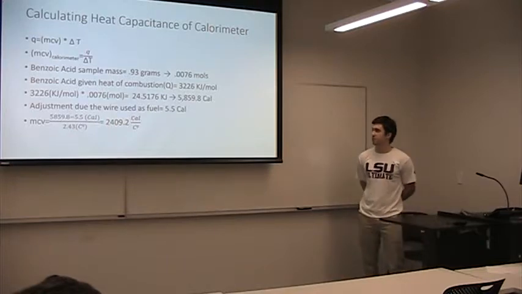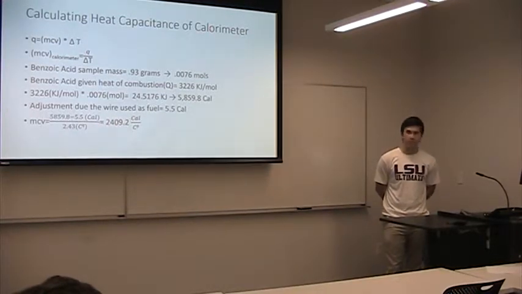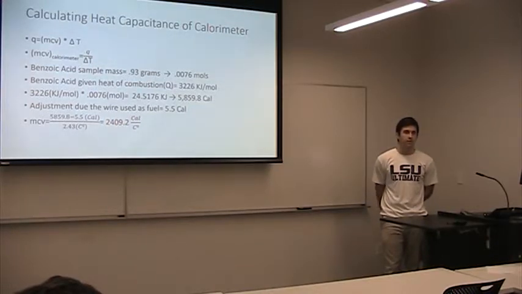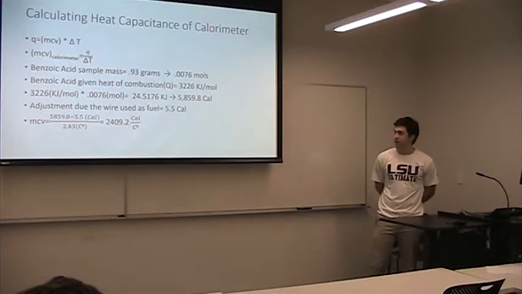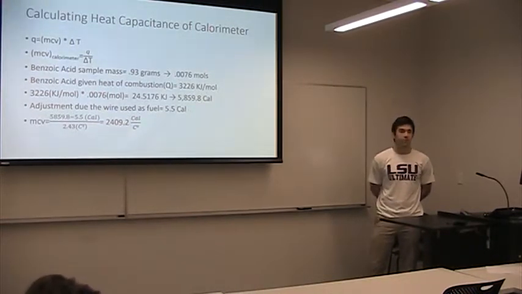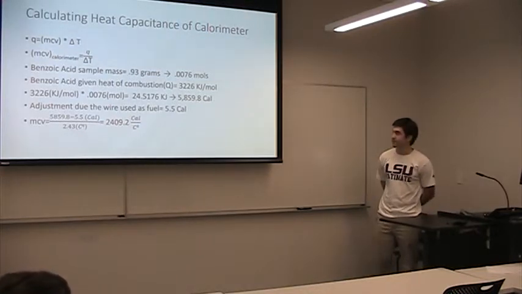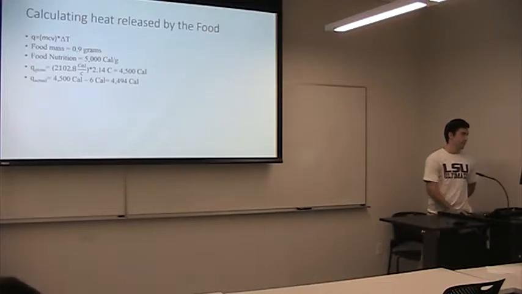And then you have to use what was left over from the wire, which I believe was 4.5 grams, meaning that 5.5 was consumed during the explosion, or the burning. Anyway, so the thermal capacitance is the total heat divided by the change in temperature. So the final result was around 2,400 calories per degree Celsius for the thermal capacitance of the benzoic acid tablet.